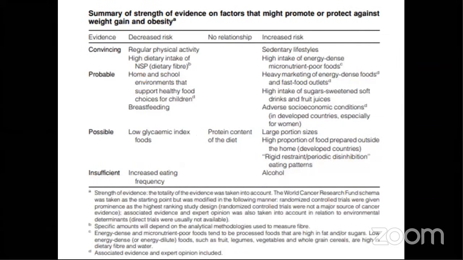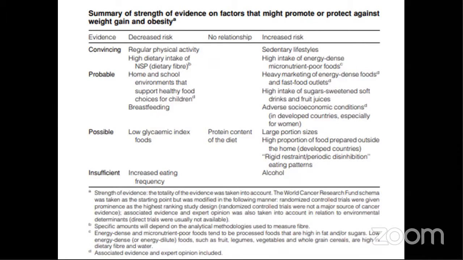Now, what are we expected to do to reduce our incidence or prevalence of obesity? This document shows us very convincing evidence. And as nutrition professionals, we do not promote information that does not come with evidence. We have to have evidence as to what we're speaking from. And this is convincing evidence that regular physical activity decreases your risk of obesity. And of course, on the other side, a sedentary lifestyle will increase your risk of weight gain.